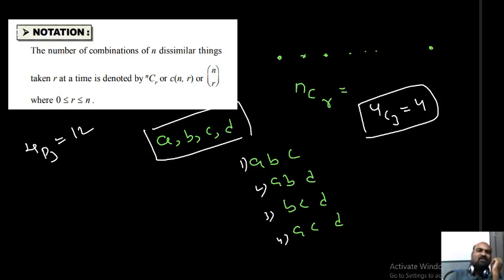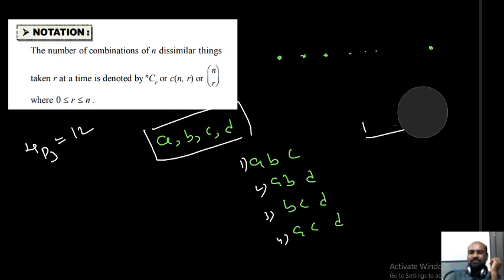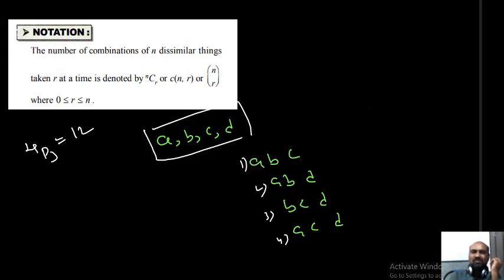Okay. Now listen, students. Actually, my intention is to derive the formula for nCr. For that, I am using one best example. Here A, B, C, D are 4 distinct elements. From these distinct elements, I want to select 3 at a time. How many ways can you select? I can say 4 ways. These are 4 combinations.